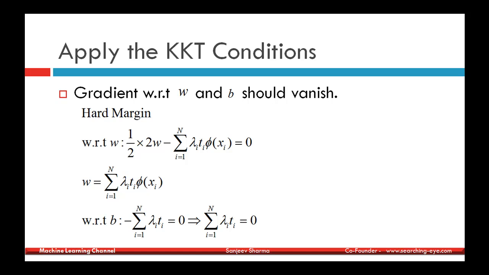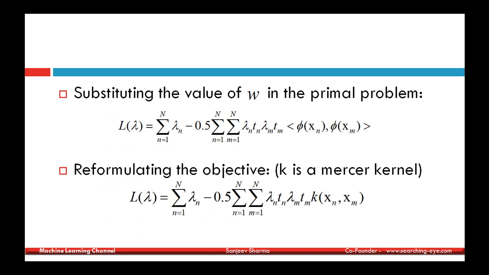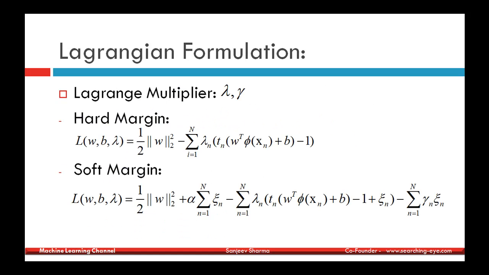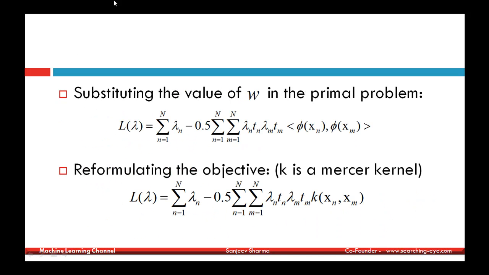So these are the first two conditions. The weight vector is equal to this expression, and here we have the first constraint for solving the dual problem, and the constraint is that the sum over all i from 1 to n of lambda i times ti is equal to 0. And substituting the value of w in the Lagrangian function, we can obtain the Lagrangian function with respect to the variable lambda, the dual variable.